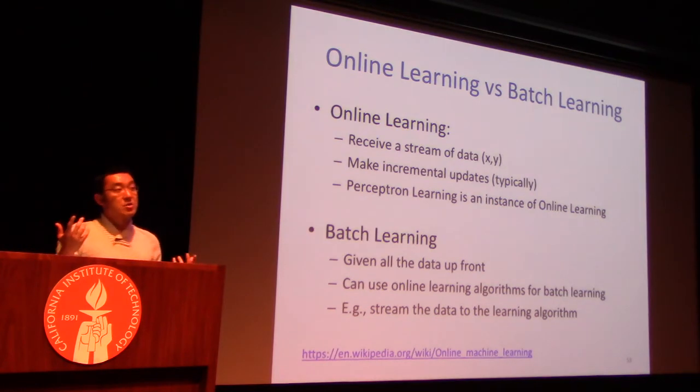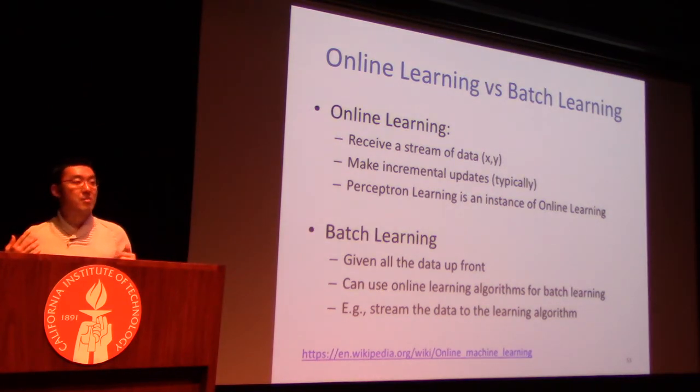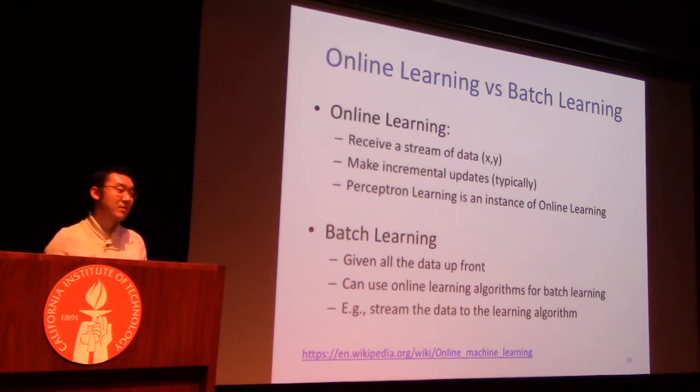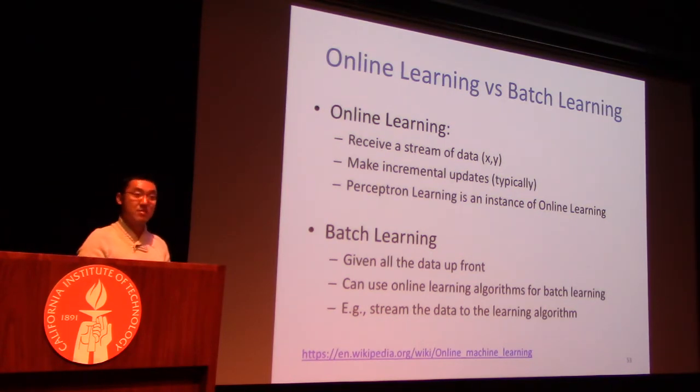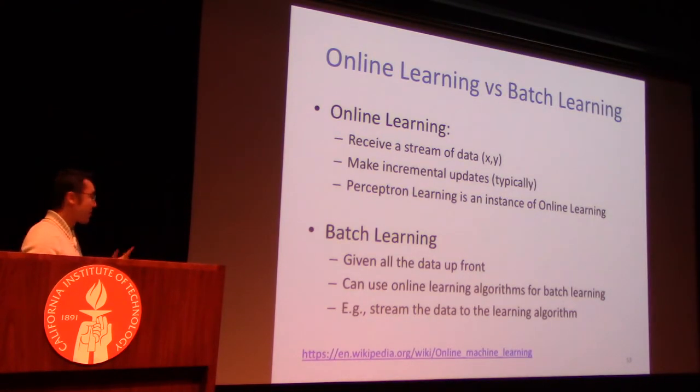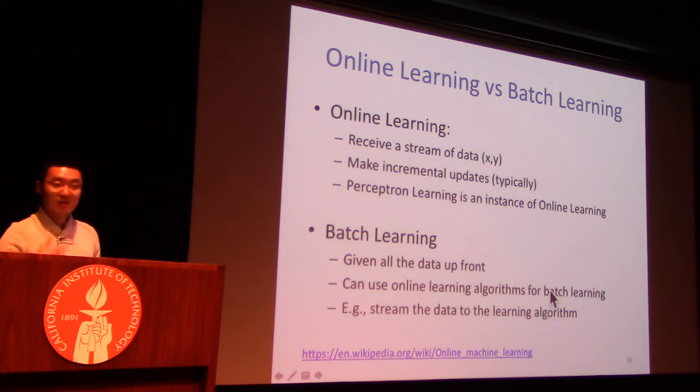Now, of course, you can convert any batch learning problem to an online learning problem by simply streaming the data to an online learning algorithm. So people have often done a batch to online conversion because online learning algorithms have many desirable properties. So, just to reiterate that point, you can often use an online learning algorithm for batch learning by simply writing a for loop that streams the training data to the online learning algorithm.